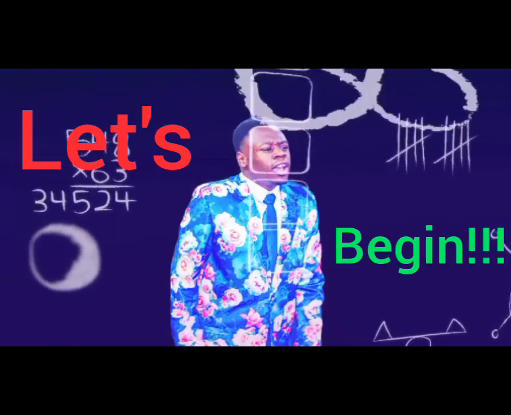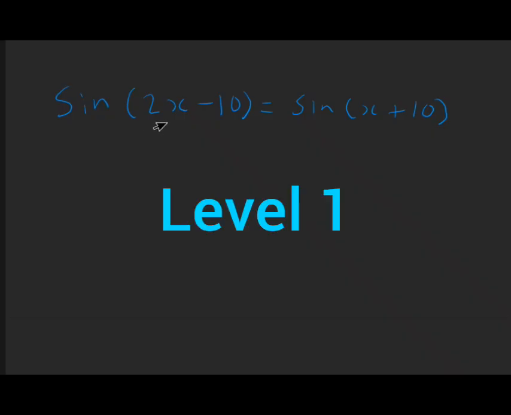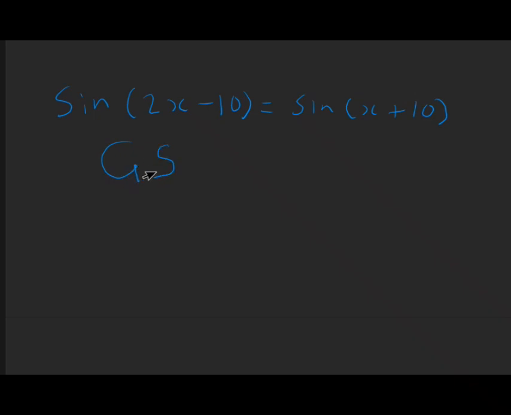So let's begin. You're given this type of equation and they ask you to find the general solutions. So what do we do? Notice that we have sine here and sine here. The minute we have sine on both sides, it means whatever is here has no choice but to be equal to whatever is here.